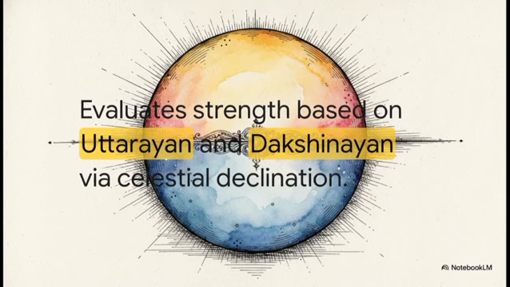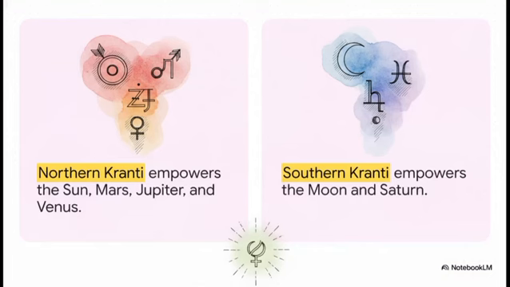The sky gets divided into the Uttarayan, the northern course of the sun bringing light and warmth, and the Dakshinayan, the southern course, which is associated with entirely different energetic qualities. This fundamentally categorizes the planets. The fiery and benefic planets, the Sun, Mars, Jupiter, and Venus, gain immense power when they have northern Kranti, moving through the Uttarayan. Conversely, the Moon and Saturn gain their power with southern Kranti, down in the Dakshinayan.